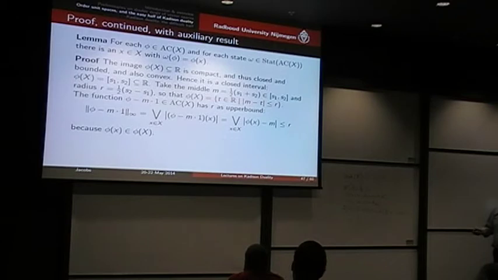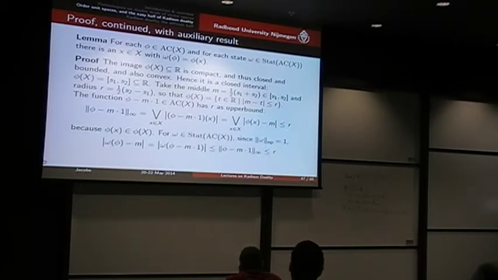So the norm of this function, the norm in this space, is the uniform norm, the supremum norm, which I compute here. The supremum over all elements applied to this function. But this part is simply constant. So I take the supremum over phi x minus m. And because phi x is in this interval, the distance between phi x and m is at most r, because the interval is of radius r. So this has r as upper bound.